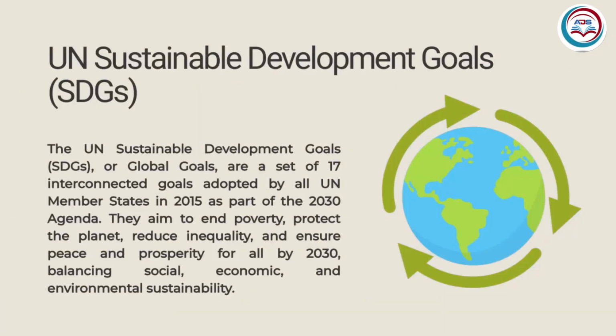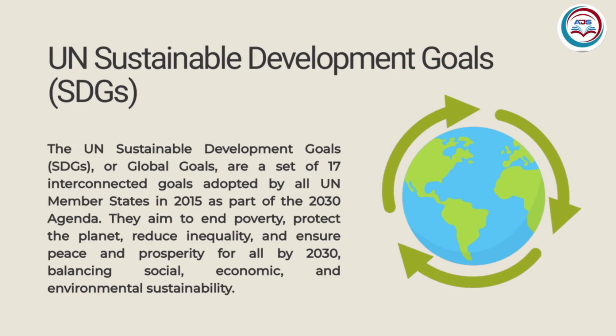Let's take a closer look at the UN Sustainable Development Goals, or SDGs, also known as the Global Goals. These are a set of 17 interconnected objectives that were adopted by all UN member states back in 2015 as part of the 2030 Agenda for Sustainable Development. The idea behind these goals is to create a better world by 2030, one where we effectively end poverty, protect our planet's resources, reduce inequality, and promote peace and prosperity for everyone.